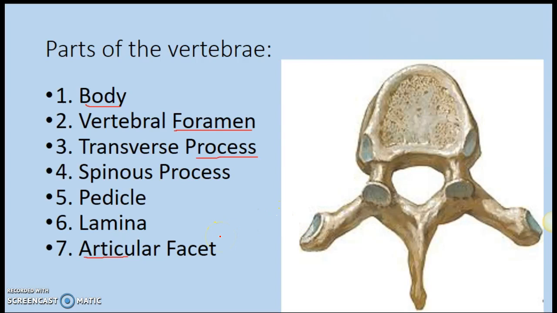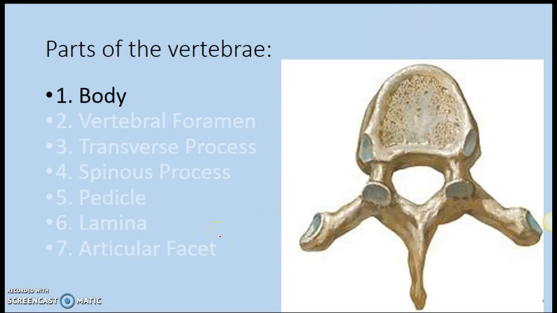So what I want to do is one at a time, and we're going to start with the almighty body. If you look at this vertebrae, you have to label the body. The body is the biggest part of the vertebrae. And as I go from my neck to my butt, the body gets bigger and bigger and bigger because it has to bear a lot more weight.